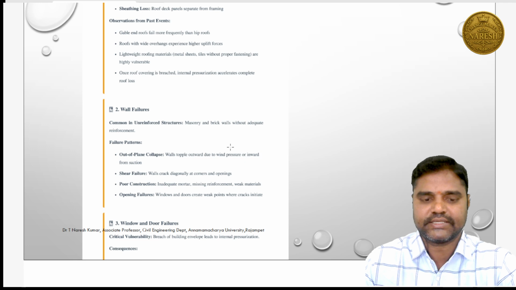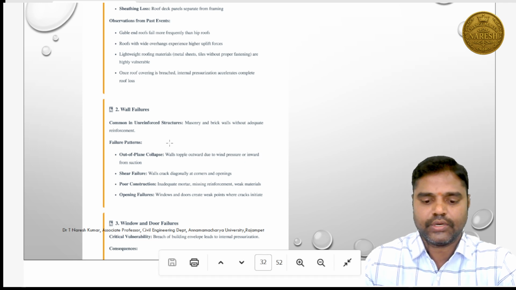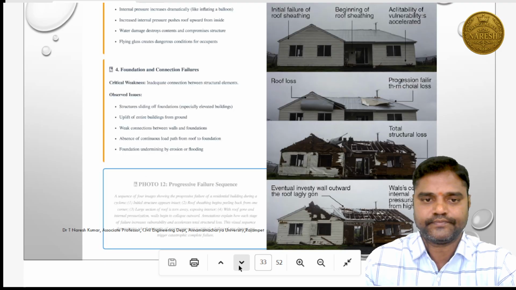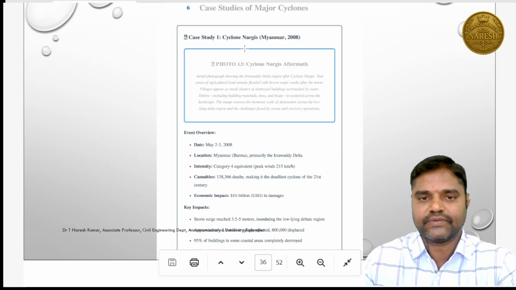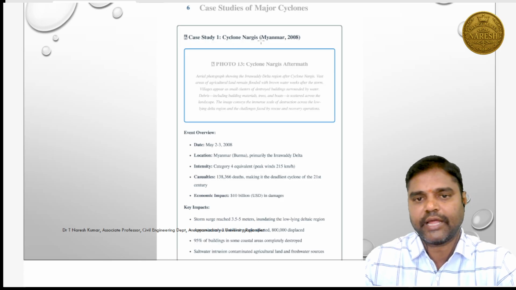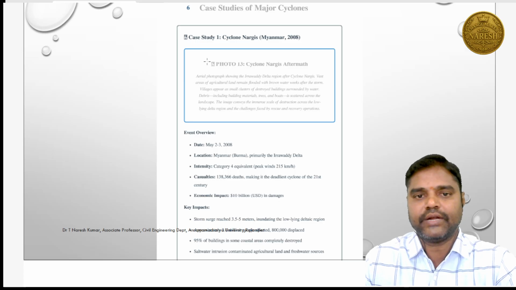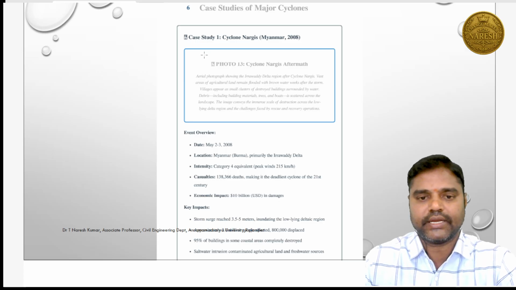Now when you look at the case studies, we have a few case studies related to this. So the very first one, Cyclone Nargis in Myanmar, 2008. It occurred on May 2nd to 3rd, 2008. Myanmar is also called Burma. The intensity of this cyclone was category 4, about 215 kilometers per hour. The casualties were almost 138,366 deaths at the time, making it the deadliest cyclone of the 21st century.